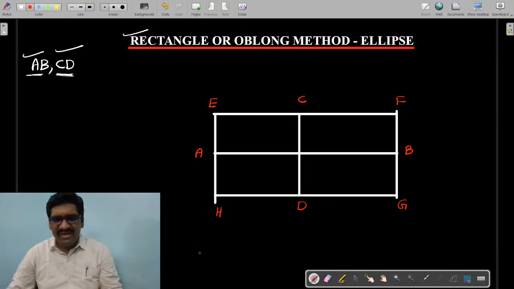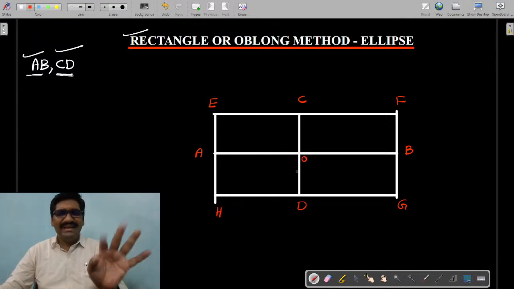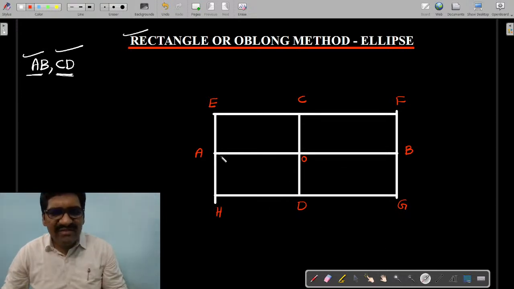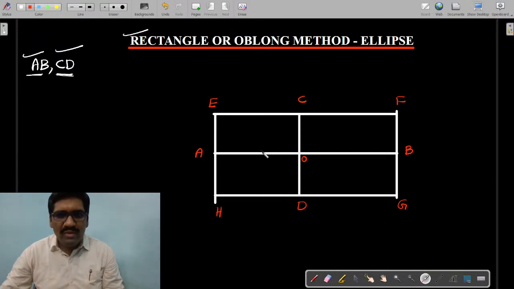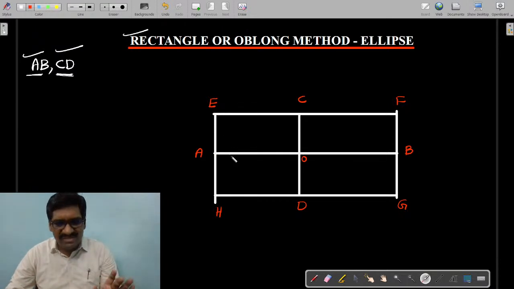Okay, all of you, perfect. Now, let O be the center of the rectangle. Okay, now just see here. Listen carefully to what I am saying. Divide AO and AE into the same number of equal divisions.